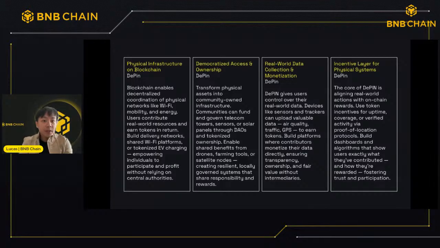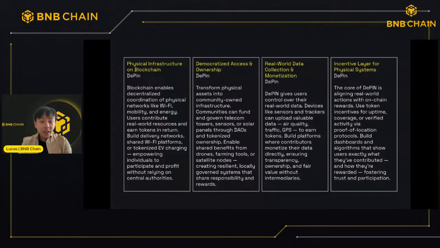What can you build? A decentralized delivery network where drivers earn tokens for completing last-mile tasks. A platform that rewards users for sharing Wi-Fi or providing network coverage with IoT devices. An app for tokenizing access to EV chargers, solar panels, or mesh networks. Ultimately, everyday people can earn by contributing hardware or services. No central authority needed.